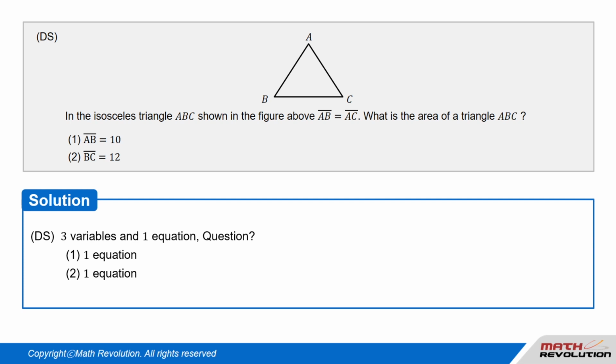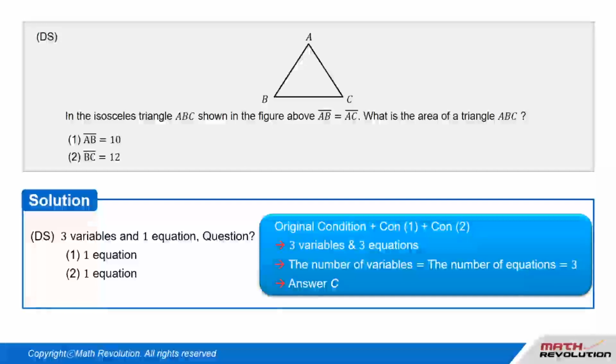Now, 3 variables and 1 equation would generally require 2 more equations to solve for the variables. We know that each condition would usually give us an equation, resulting in a total of 3 equations, 1 each from the original condition, condition 1 and condition 2. Since we have an equal number of equations and variables, the logical answer is C.